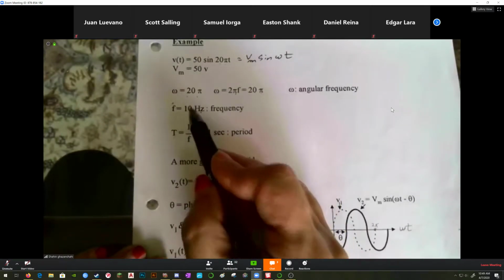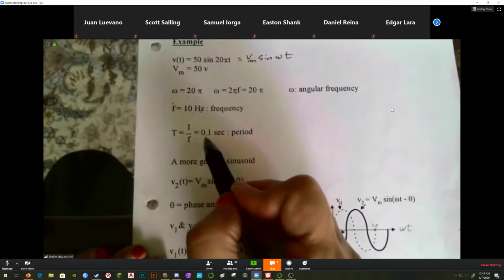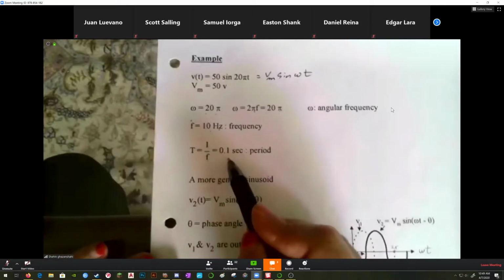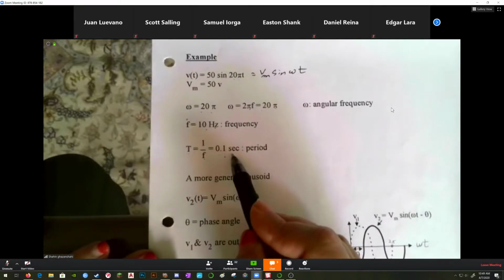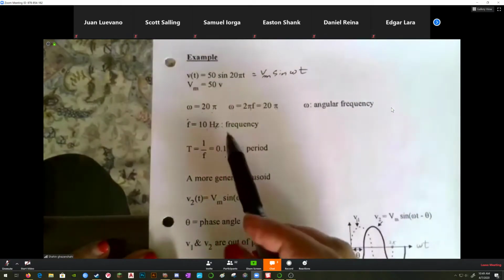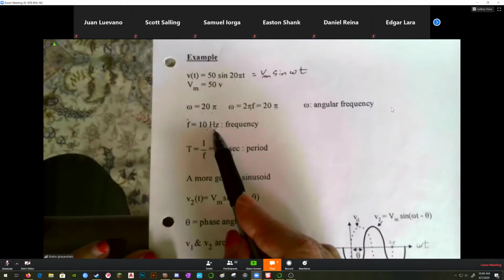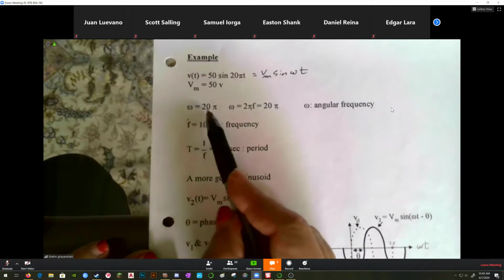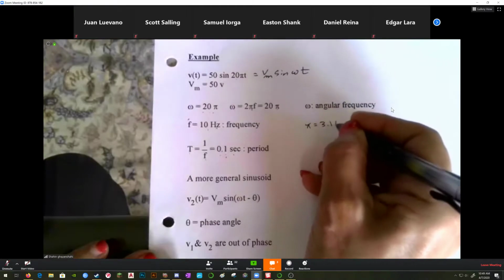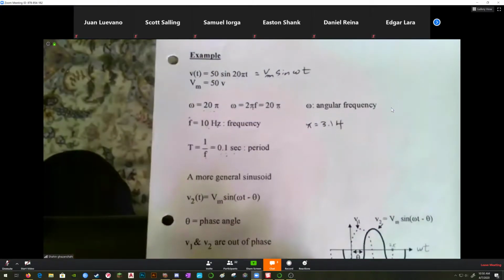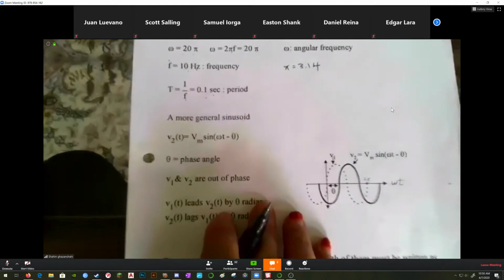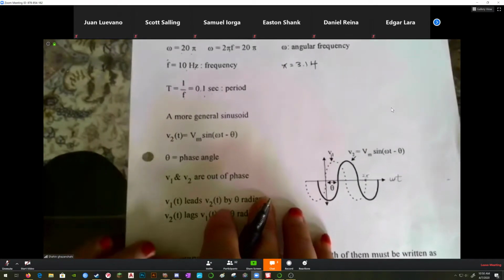And the T is 1 over what? F, so it's 0.1 second. So your period in this example is 0.1 second. The magnitude is 50, the frequency is 10 hertz, and the angular frequency is 20 pi. And how much is pi? 3.14. Remember the number pi. Is that clear? I see the chat. Okay, no question.